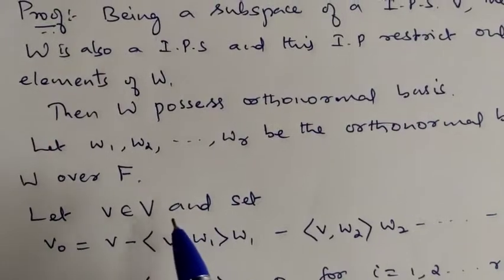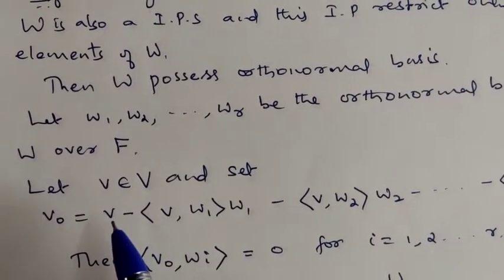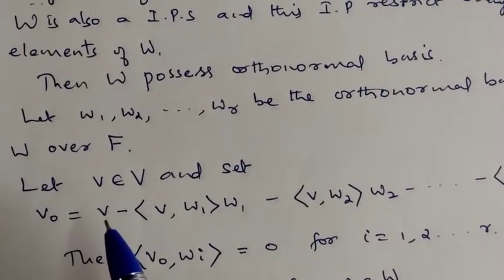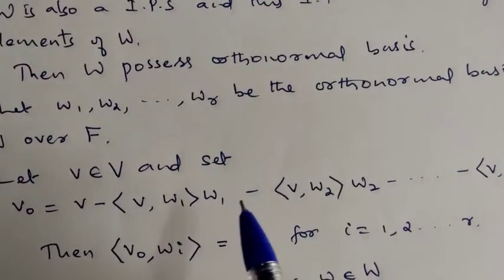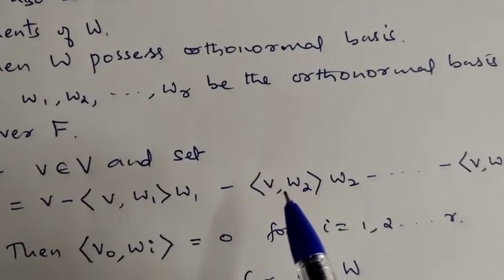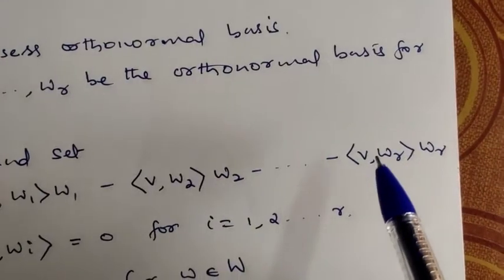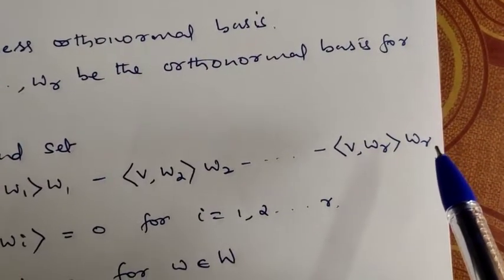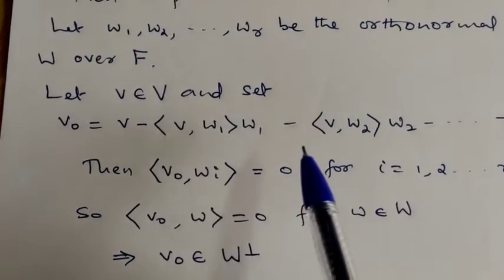Okay. Then let v belong to V and set the vector v0 as v0 equals v minus the inner product of v comma w1 into w1, minus the inner product of v comma w2 into w2, and so on, minus the inner product of v comma wr into wr. Certainly v0 belongs to V.